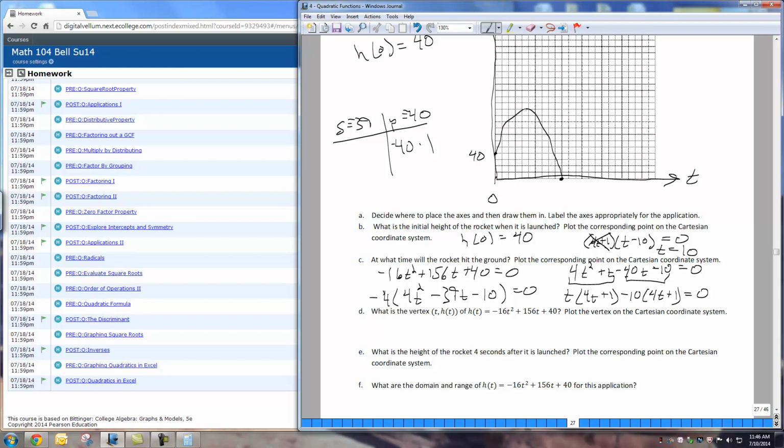So there's a vertex right here. What is this point right here? What is the vertex? That's also the maximum height that the rocket reaches. Notice part D asks, what is the vertex?